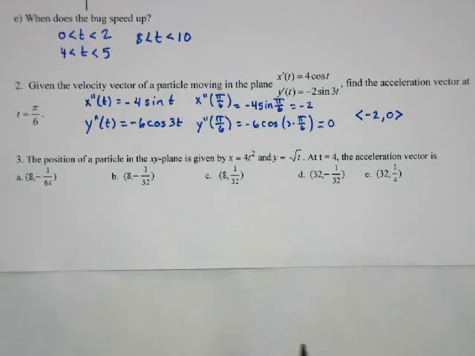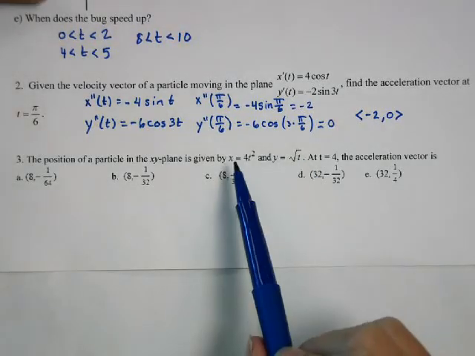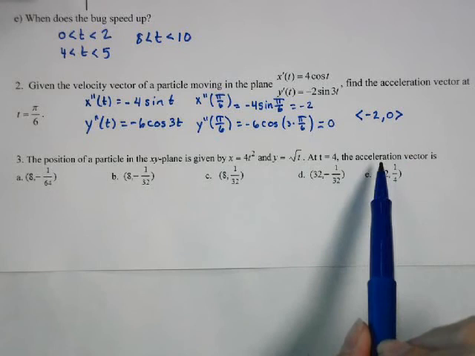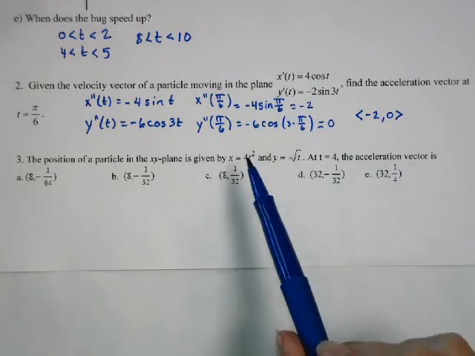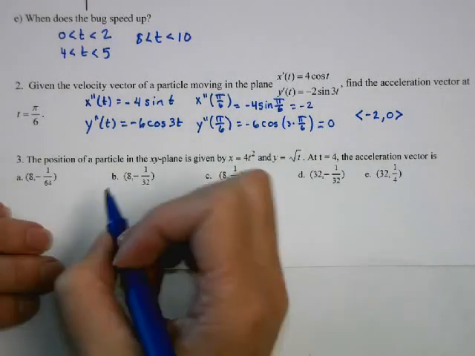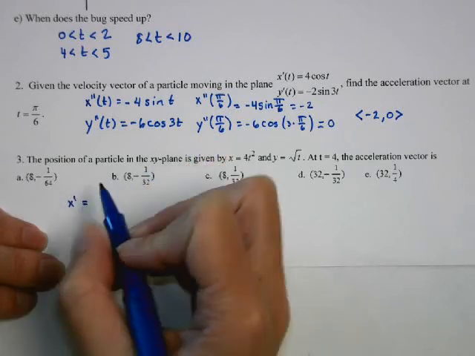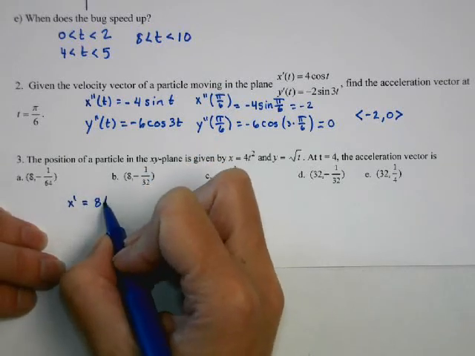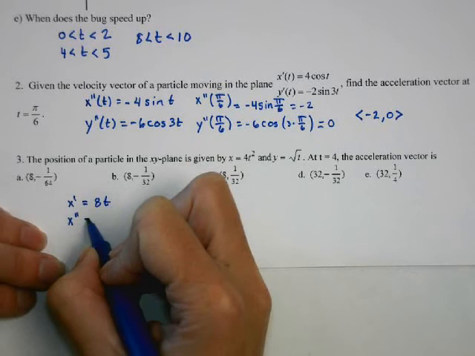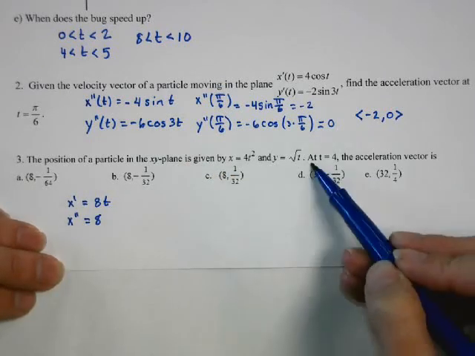Next one's similar. We've got x and y, and we want to write the acceleration vector. So we're going to take two derivatives. So x prime is going to be 8t, x double prime is going to be 8. So this is multiple choice, so those ones are out.